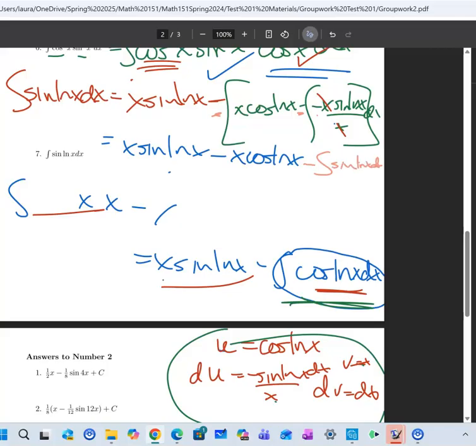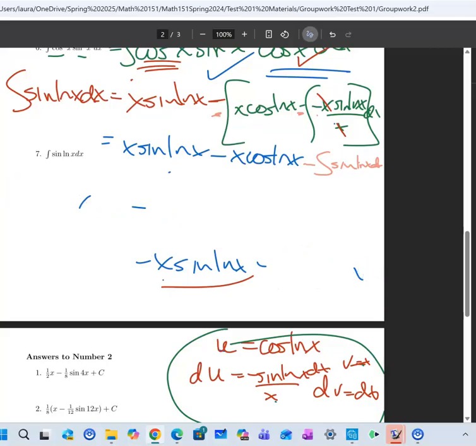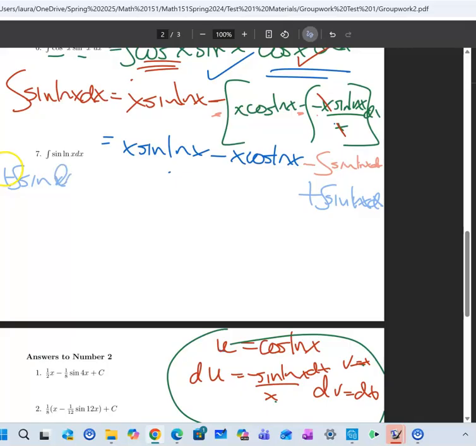Okay, well, what do I do with that? This is the exact same thing that I started with in this question. So I'm going to add that to both sides. So I'm going to say add sine of ln of x dx to both sides. This gives me two of these guys, right? Sine of ln of x dx.